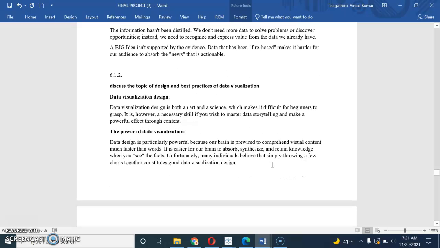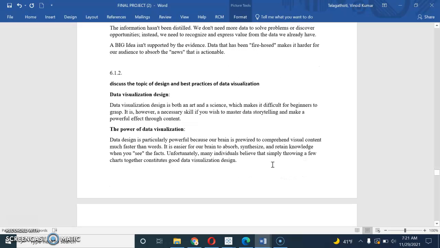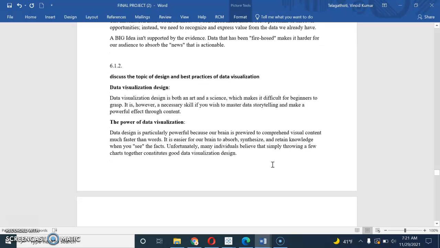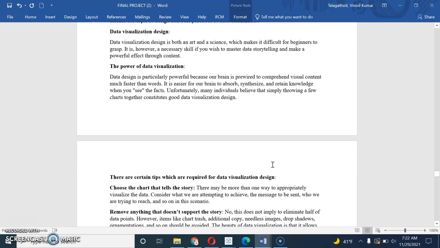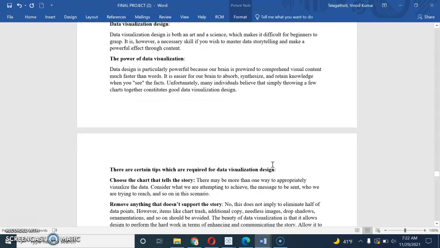So data visualization has a topic of design, and data visualization design is both an art and science, which makes it difficult for beginners to grasp. It is, however, a necessary skill if you wish to master data storytelling and make a powerful effect through content. The power of data visualization: data design is particularly powerful because our brain is pre-wired to comprehend visual content much faster than words. It is easier for our brain to absorb, synthesize, and retain knowledge when we see and observe facts with our naked optical eye. Unfortunately, many individuals believe that simply throwing a few charts together constitutes a good data visualization design.